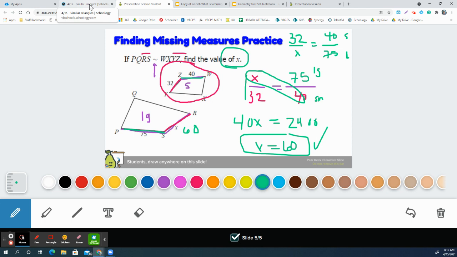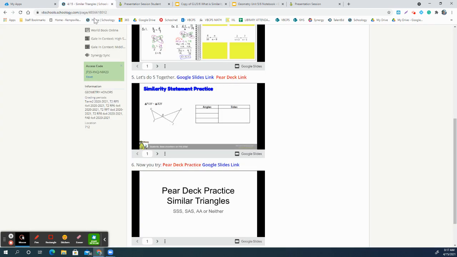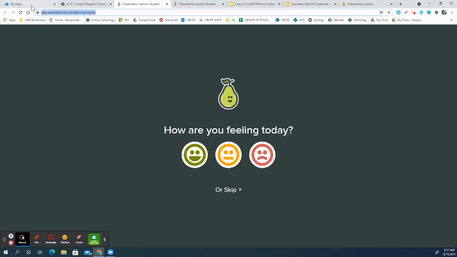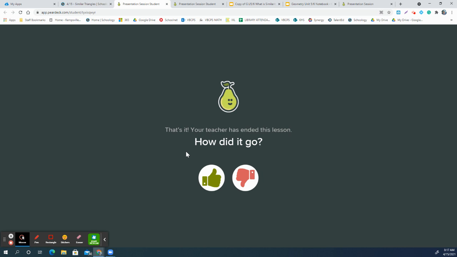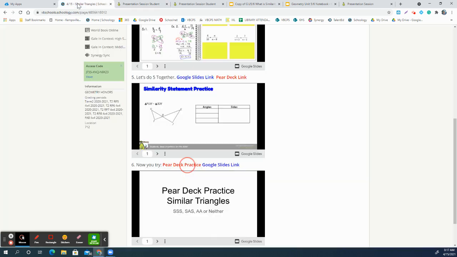All right, now it's time for you guys to try. In the next slides, I'm going to put another Pear Deck. I know you guys are like, oh my God, can we stop with the Pear Decks? But this is the best way for me to be able to watch what you're doing. I know, it is insane that it still works, isn't it? Somebody's like, wait, but I want a single procedure that works every time.